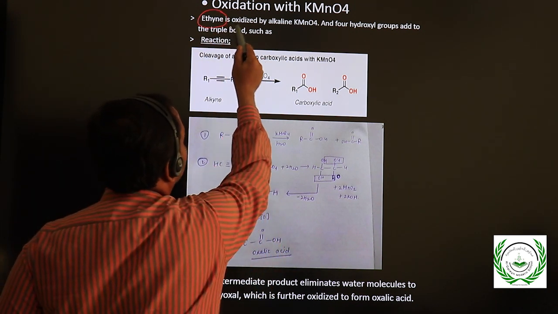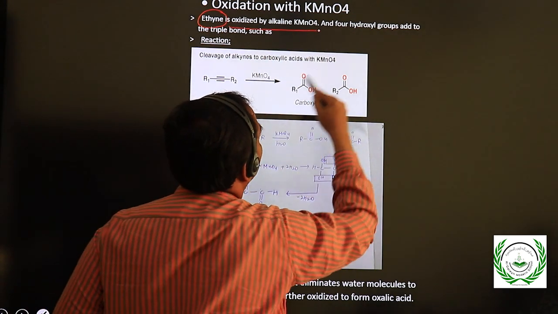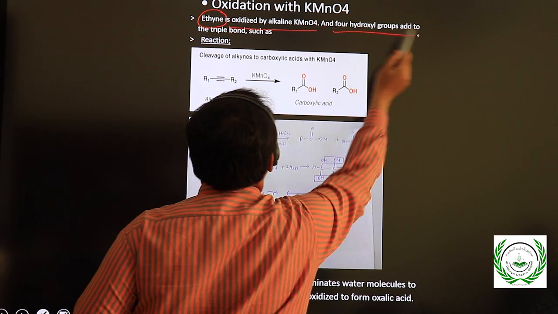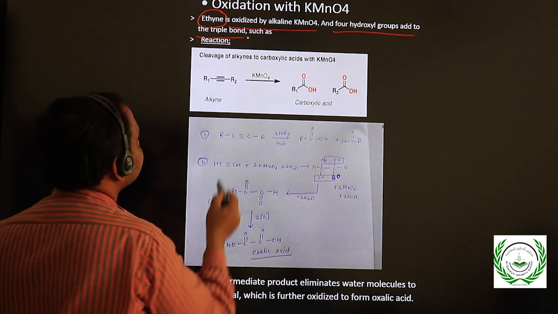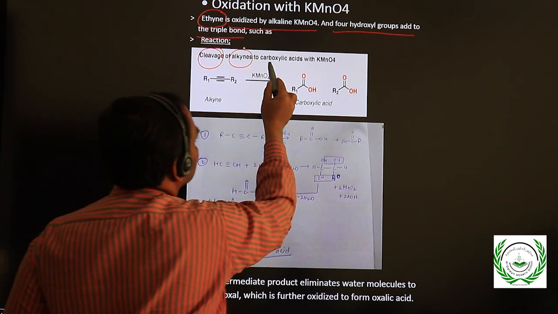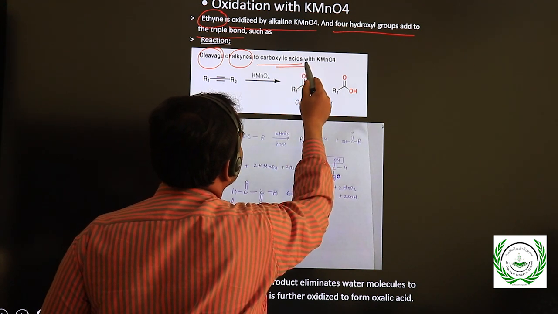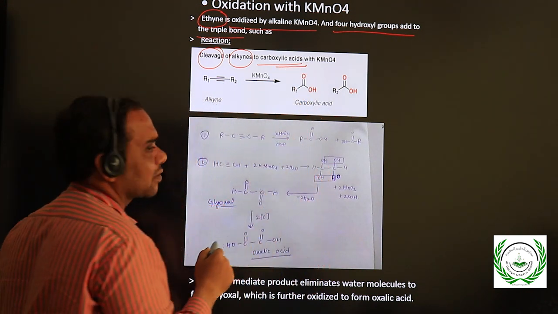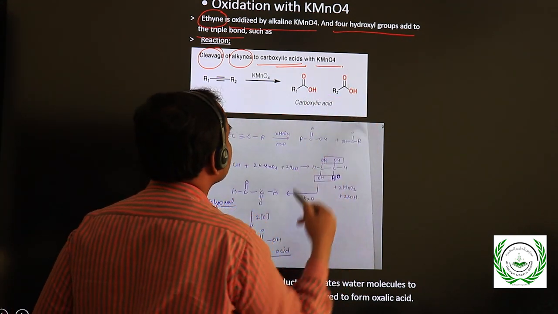When it is oxidized by alkaline KMnO4, basic KMnO4, what happens? 4 hydroxyl groups add to the triple bond. Let's see what's happening here. Cleavage means breaking of alkynes to carboxylic acid. Alkynes convert to carboxylic acids. You know the carboxylic acid having functional group COOH with KMnO4, means in the presence of KMnO4.